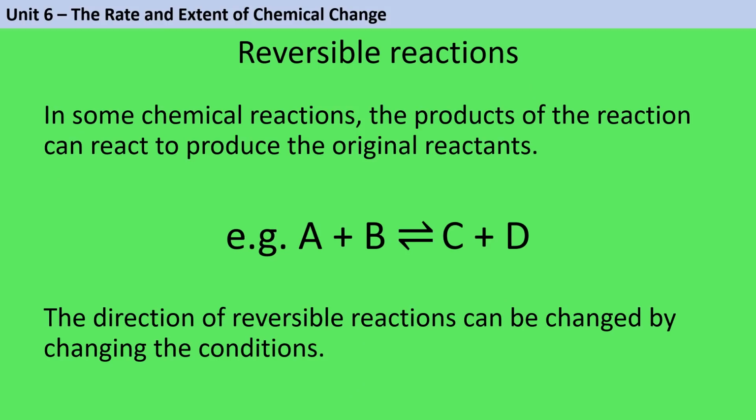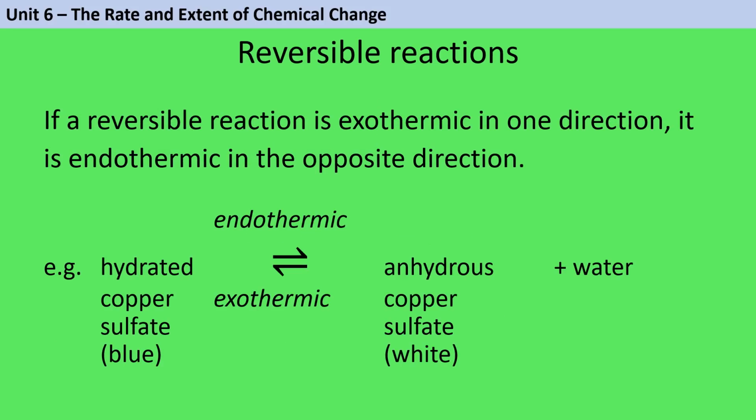In some chemical reactions, it's possible for the products to react together to make the original reactants, and we call these reversible reactions, and you can recognise them because rather than a normal arrow between them, we have this funny double-headed reversible reaction arrow. It's possible to change the direction of the reversible reaction by changing the conditions. You should also know that if a reversible reaction is exothermic in one direction, then it will be endothermic in the opposite direction, and there is a named example of this.